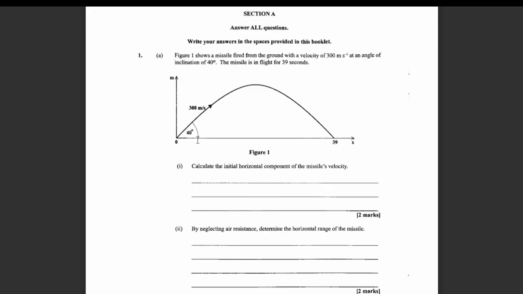In this video, we will be going through a question from a physics past paper 2. It will be question number 1 from the 2014 paper. So let's get right into it.